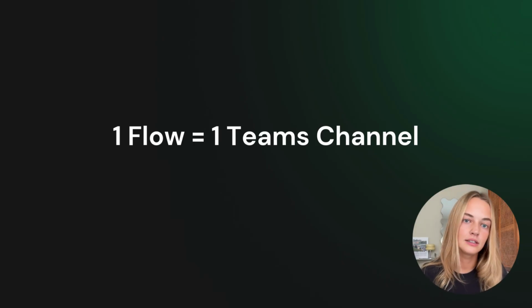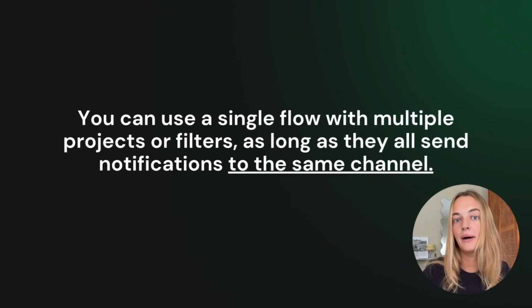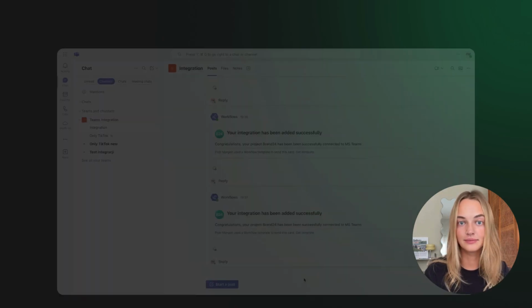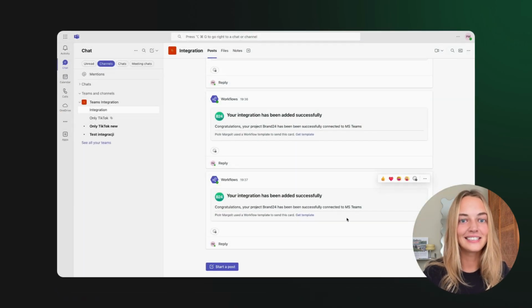If you want to send alerts to multiple channels, you'll need to create a separate flow for each. But you can also use one flow for multiple projects or filters as long as they all go to the same channel. That's it! You're all set up.